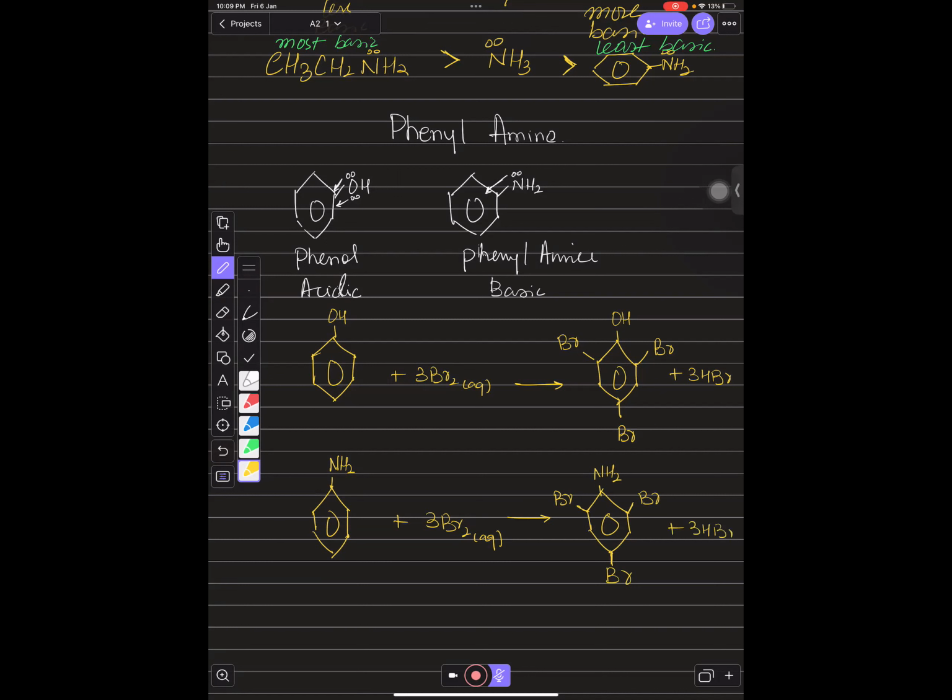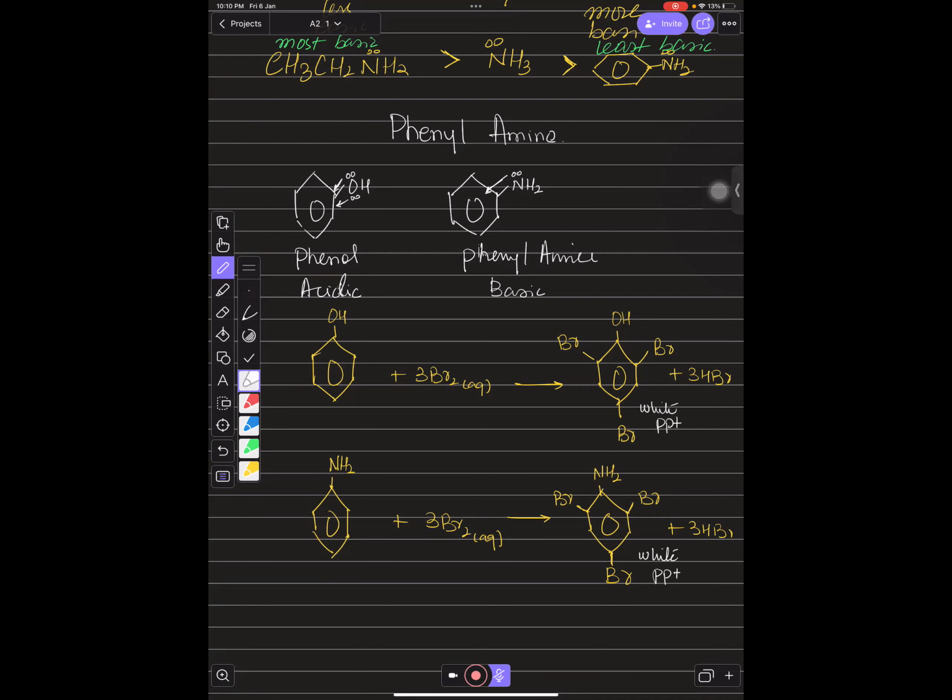The H that is released from the benzene ring is attached with the remaining Br of the bromine. And same as in the previous one, it produces white precipitates. This compound is a white precipitate, same as over here.